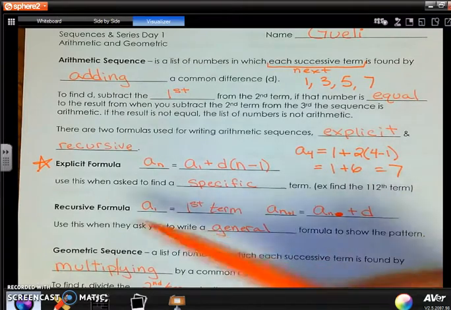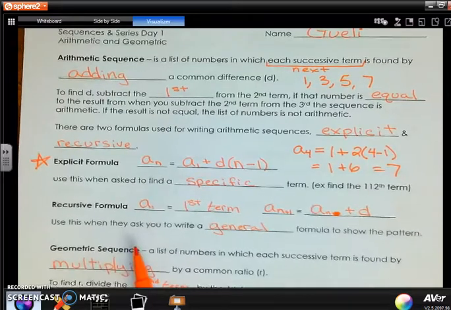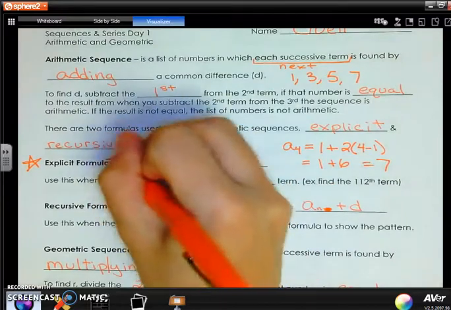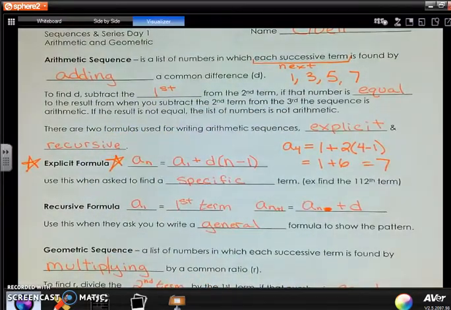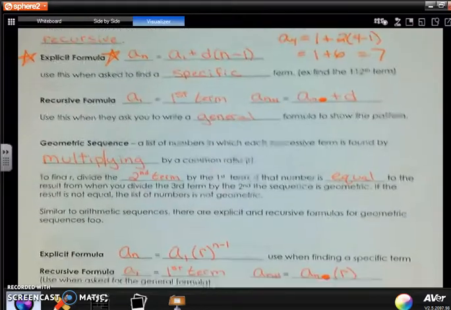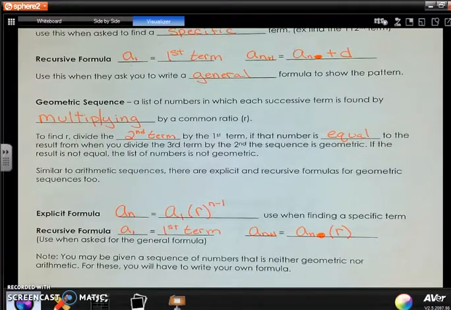So this is kind of more used when you're just writing general formulas, and that's when you'll know to use that, is they'll say, write the general formula to show the pattern. And that'll give you an idea that maybe that's a recursive. But again, if you are going to know how to use one of these, I would definitely make sure you know that explicit formula, that's going to be the one that you're going to be using most of the time. Okay? All right, so we'll just scooch this up, and then we'll switch to talking about geometric.